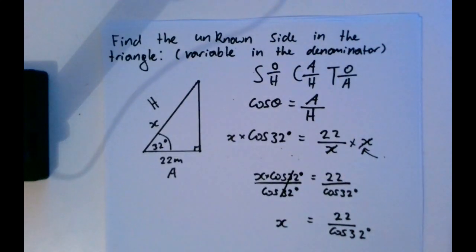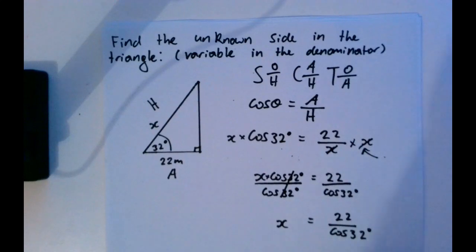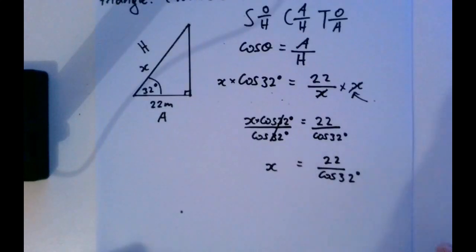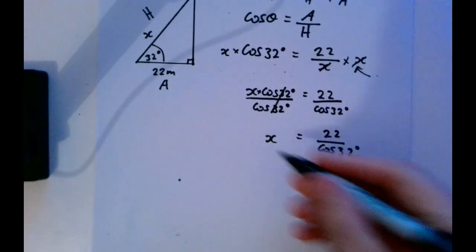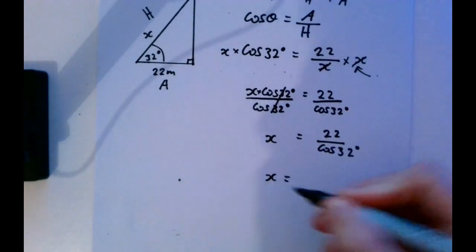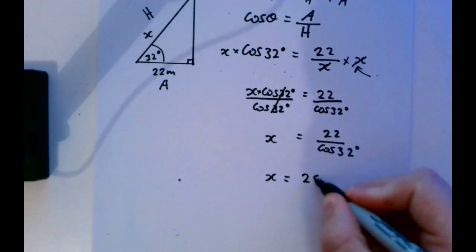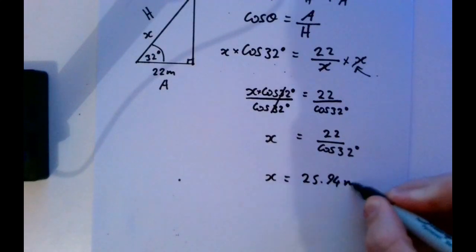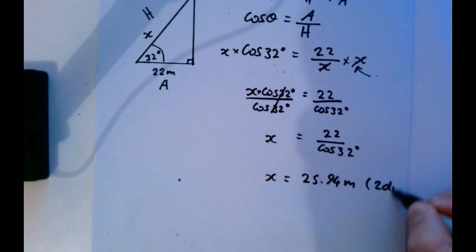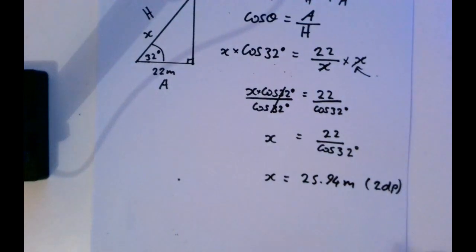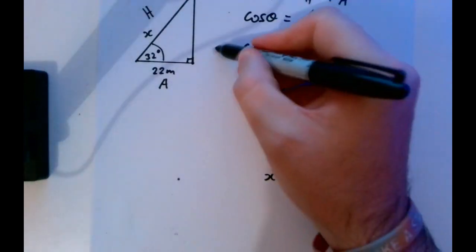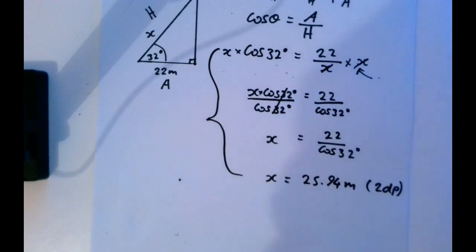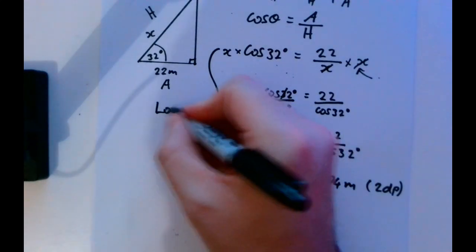So you notice already that this is a little bit of a different approach to what we did when the variable was in the numerator. Now all this requires us to do is to put this in on the calculator. Let me just move this up here so you can see what's going on, and you're going to end up with x is equal to 25.94 meters. Again, that's just 2 decimal places. Now, this particular section here is the long method.